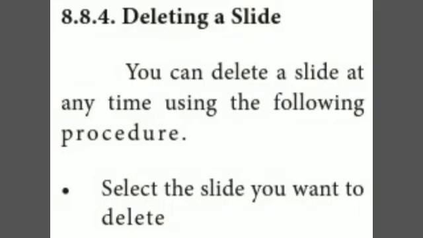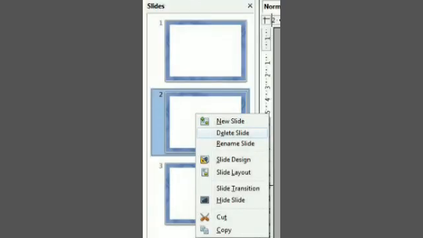Then the next title is deleting a slide. So how do we delete a slide? In the slide pane, you have to select one slide and press the Delete key, and it gets deleted. That is the first option. The second option is to choose the Edit menu and then the Delete option. In the Edit menu you have to choose Delete Slide, so that the slide is removed from the presentation. Or else right click on the particular slide, and a pop-up menu will appear.